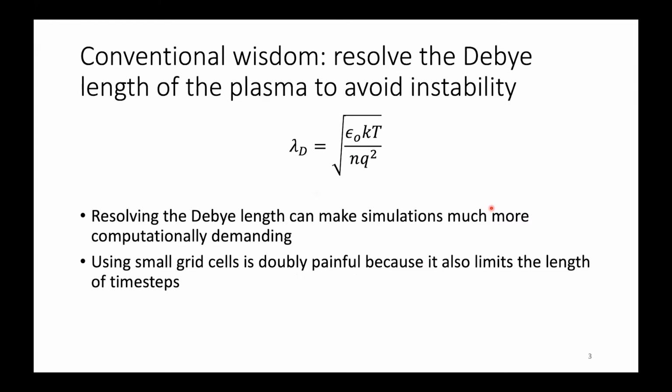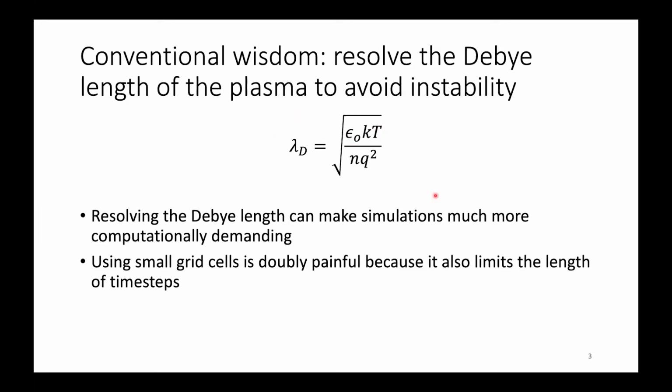Now, the conventional wisdom on how to resolve this is that we need to choose a grid size so that it resolves the Debye length of the plasma. The Debye length is this characteristic scale of a plasma on which it screens out electric charge. And you can see it's related to the temperature. And so what will happen is if we set up a simulation with a plasma where the Debye length isn't resolved, it will just heat until the Debye length is resolved.